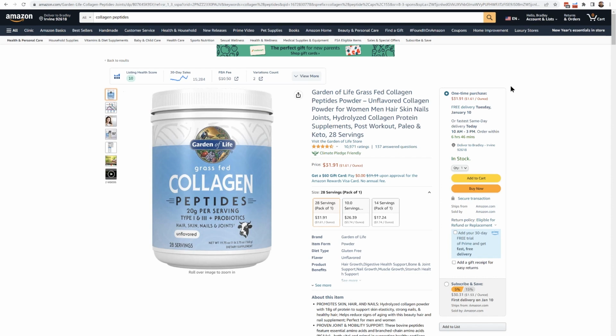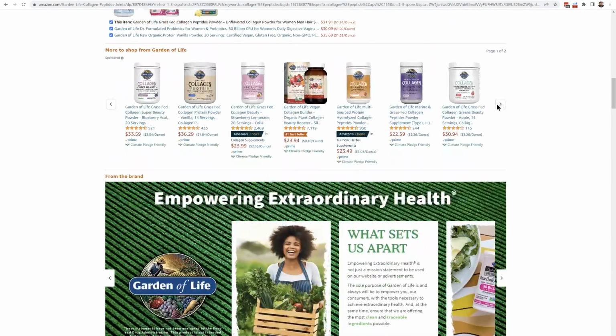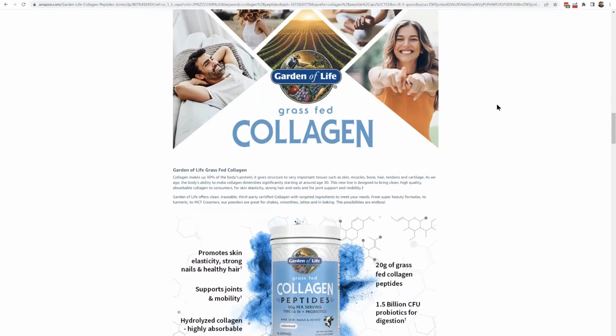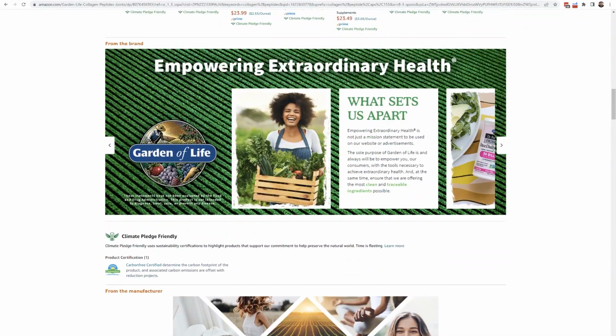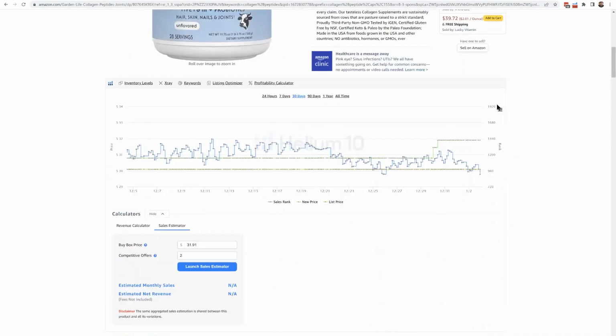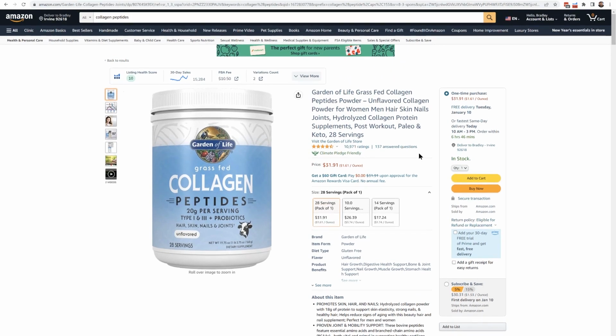So this is a listing here for collagen peptides that I'm looking at right now. And it's a pretty good listing. It's got A+ content. It's got tons of information here. They're talking about what sets us apart, and this is type 1 and 3 probiotics. It looks like it has all the details you could possibly want. It's got 11,000 reviews, right?